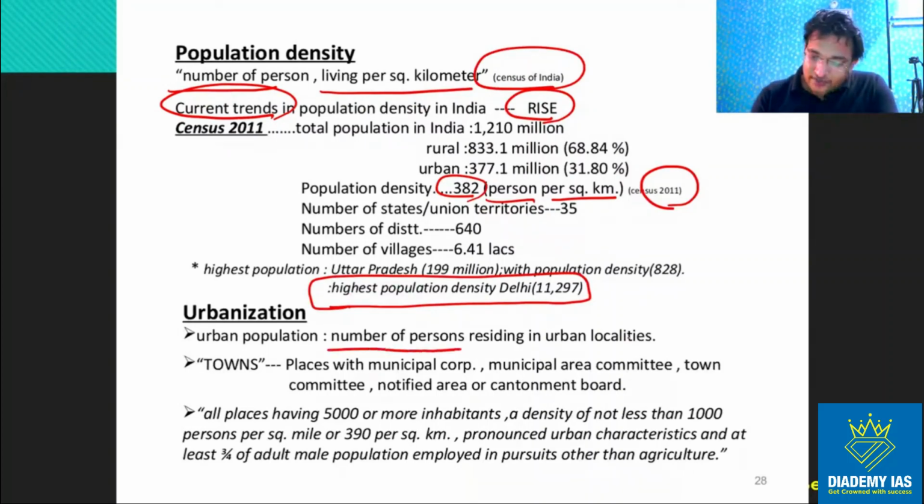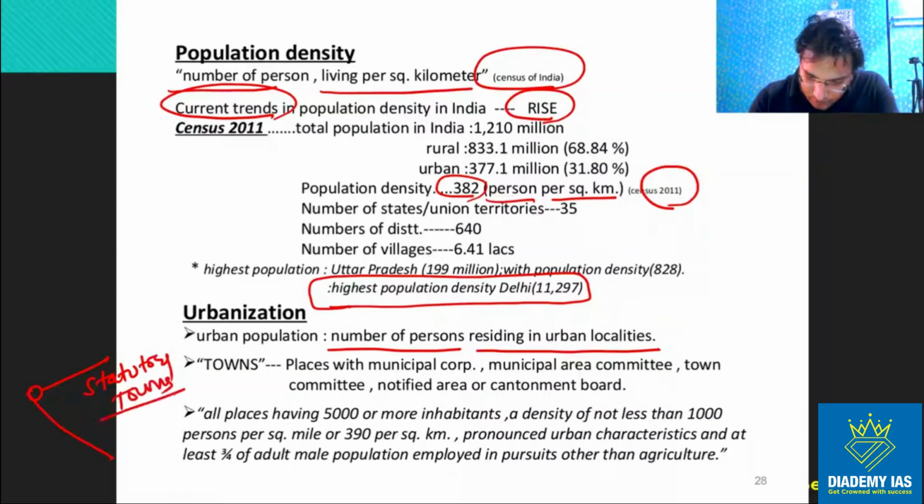Urbanization. What is the meaning of urbanization? The number of persons residing in urban localities. Okay? So they are called urban population, right? And these urban areas can be categorized based upon two aspects. I already discussed this thing earlier also in the chapter of infrastructure. So either it can be statutory town, or it can be census town. Okay?